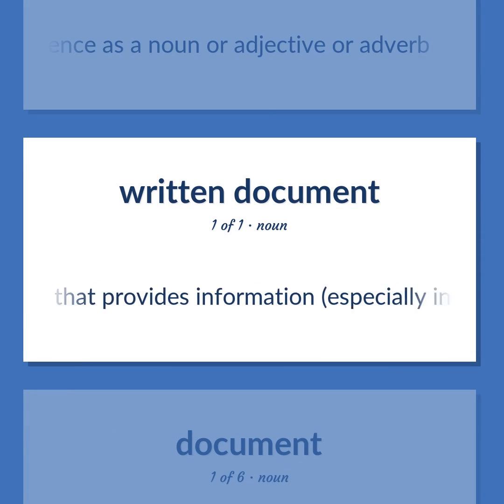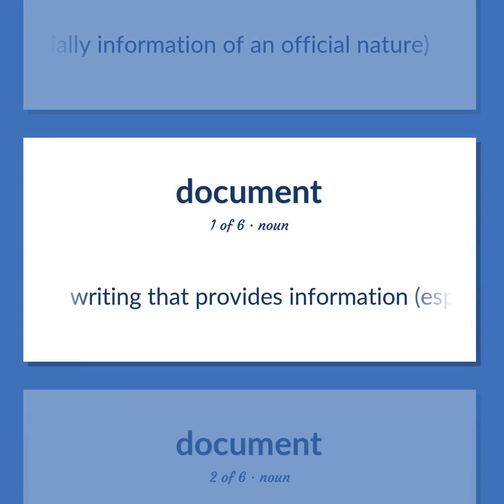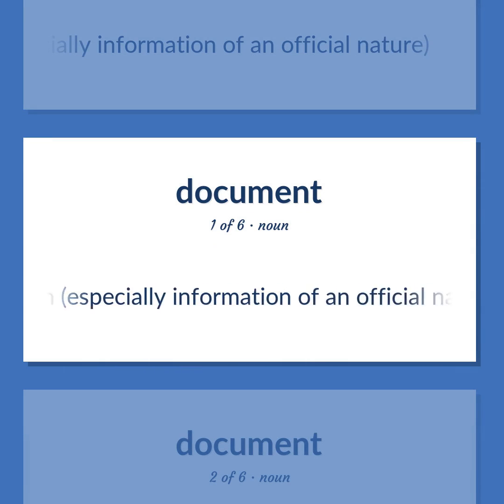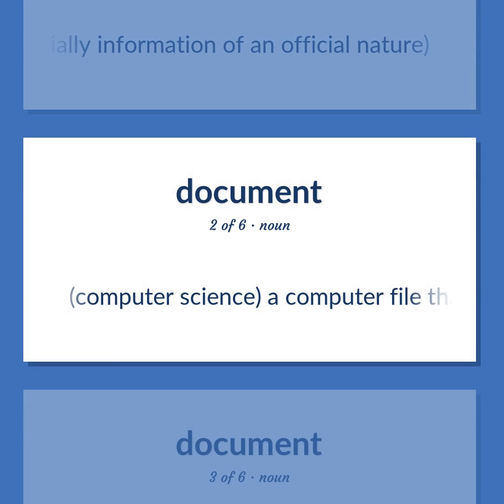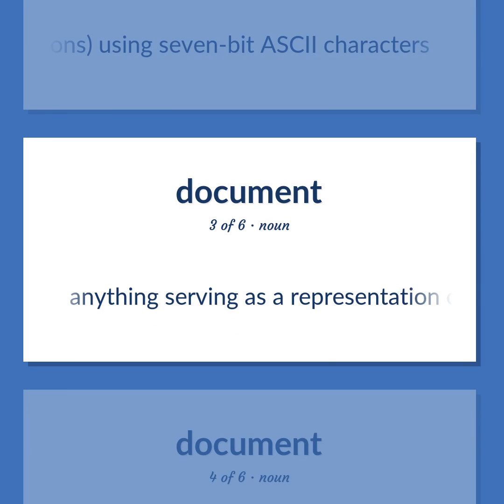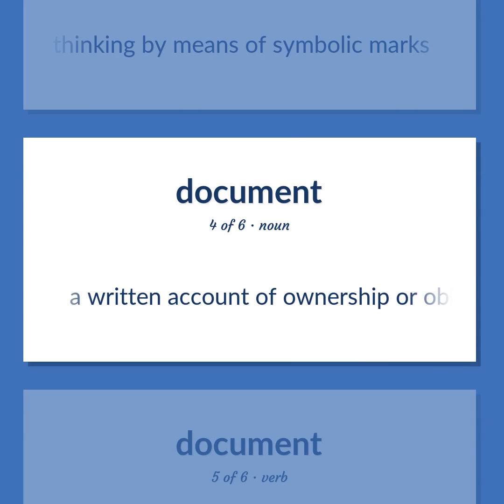Writing that provides information, especially information of an official nature. Computer science, a computer file that contains text, and possibly formatting instructions, using 7-bit ASCII characters. Anything serving as a representation of a person's thinking by means of symbolic marks. A written account of ownership or obligation.